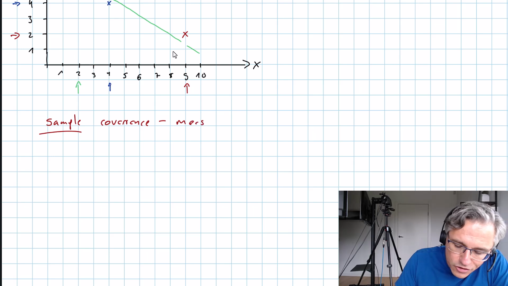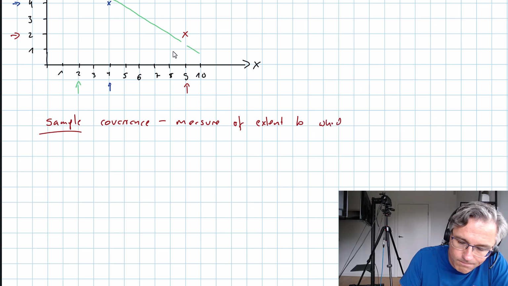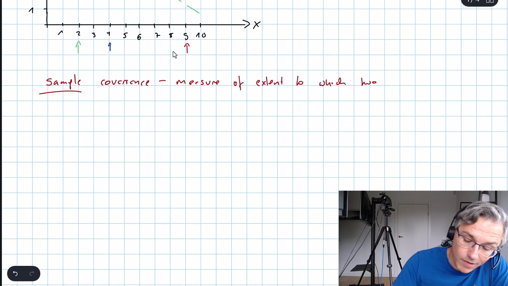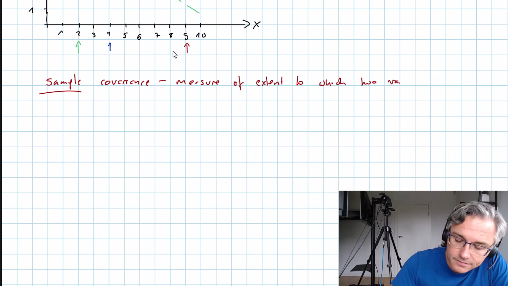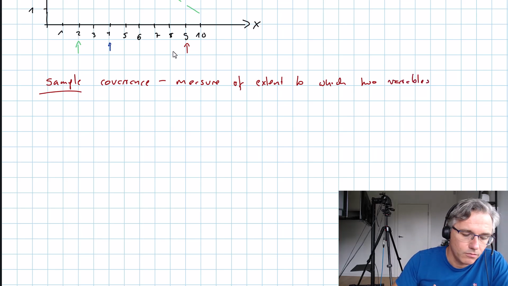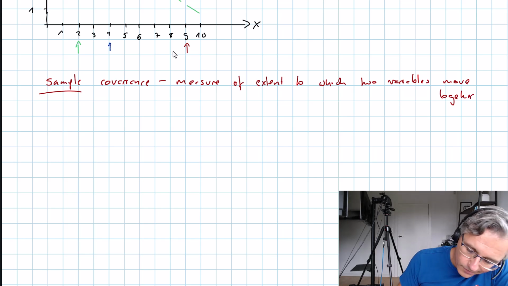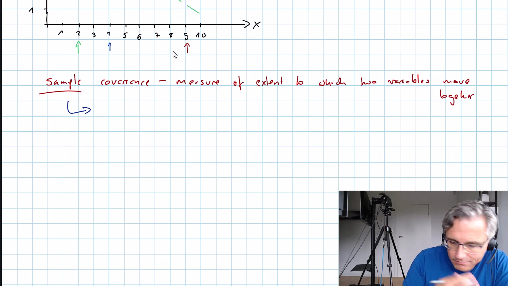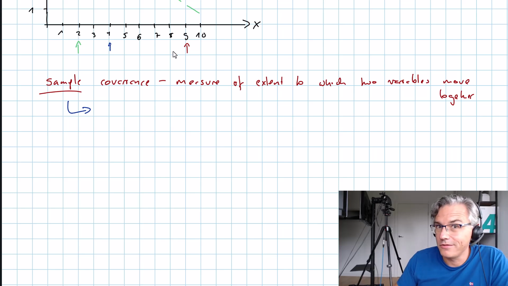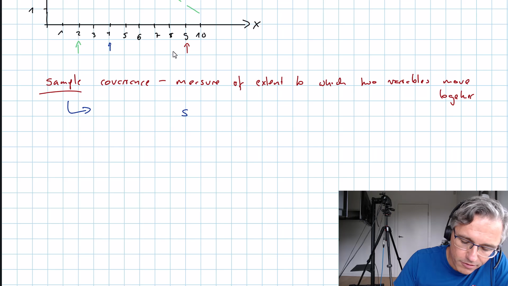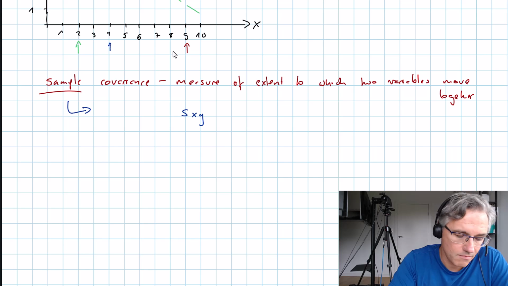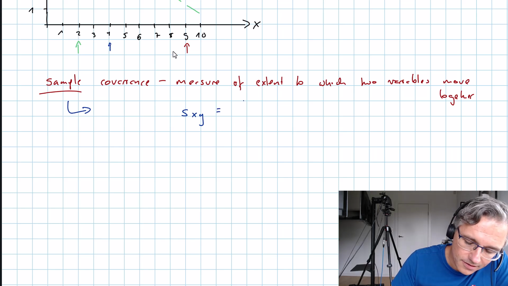This is a measure of the extent to which two variables, our x and y, co-vary, meaning they move together. Don't worry about the symbols; nobody will ask you to write out a formula. The symbol for sample covariance is S, and because we're measuring the covariance between x and y, S between x and y. And this is the full formula.